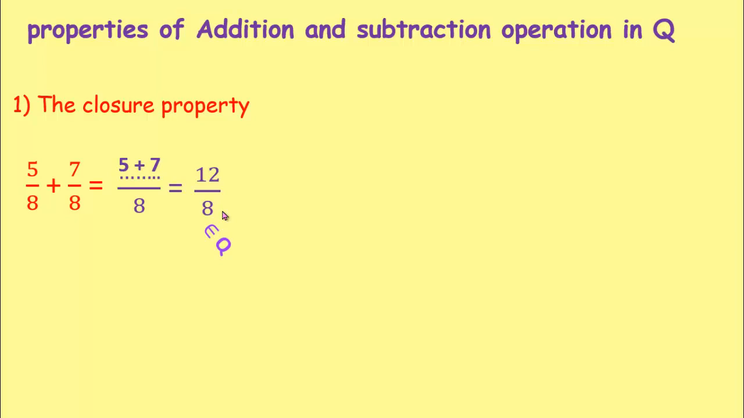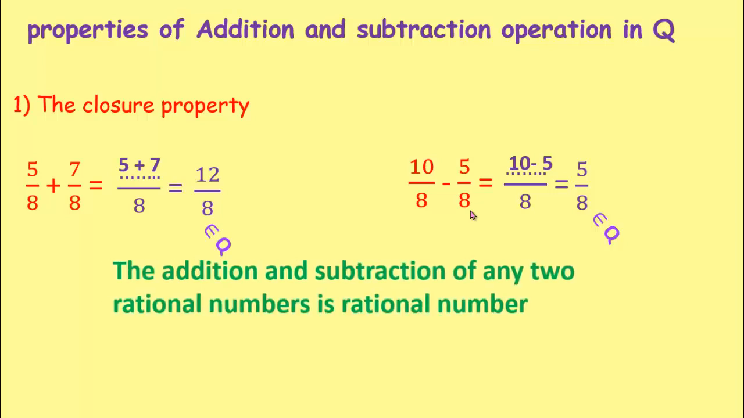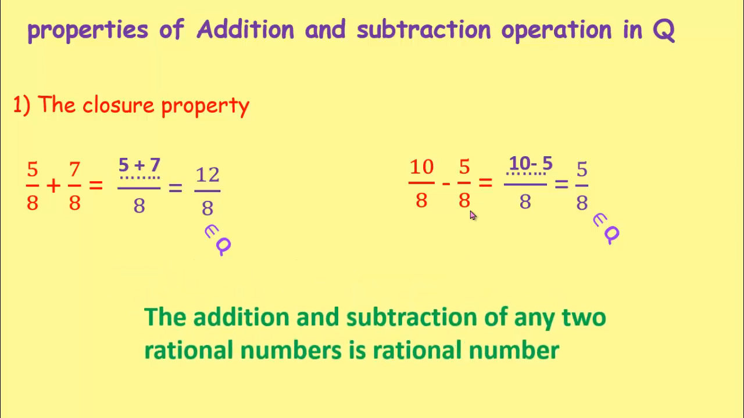What about if I was doing subtraction? 10 over 8 minus 5 over 8. This is going to be equal to 5 over 8. 10 over 8 is a rational number, 5 over 8 is a rational number, and when I subtract them, I will have a result which is also a rational number. The addition and subtraction of any two rational numbers is also a rational number. The result must be a rational number, so that's why we call it a closure property.